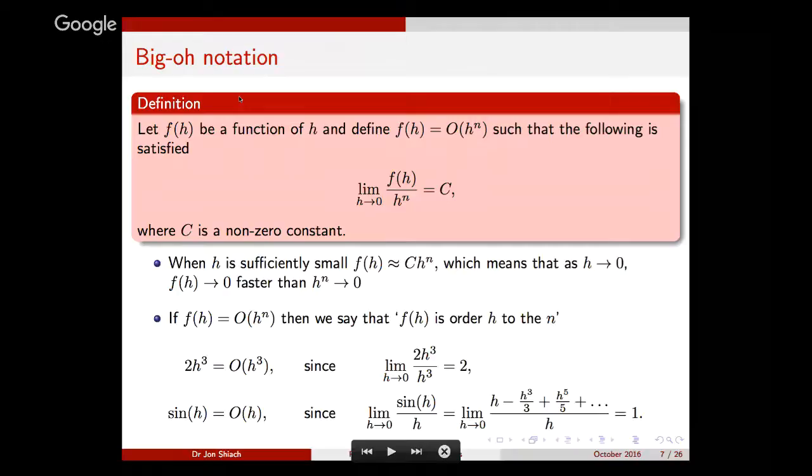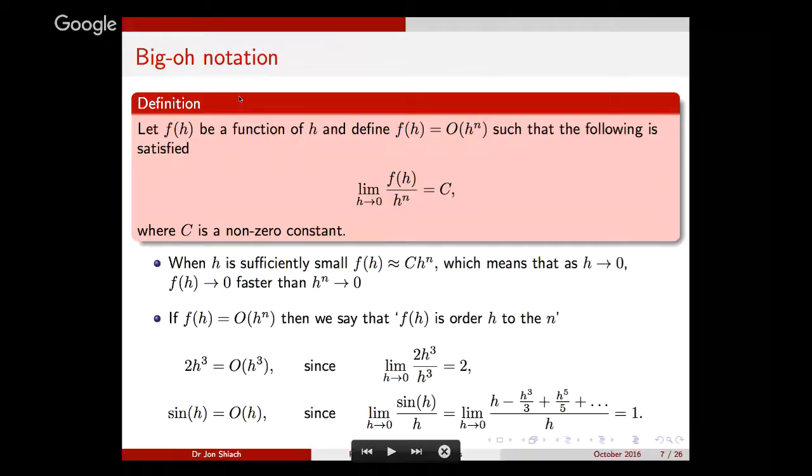So what does this mean? f of h is a function. As h gets smaller and smaller, as h goes to 0, the value of f of h is also going to go to 0. If the limit as h tends to 0 of f of h over h to the n equals some non-zero positive constant c, then we say that f of h is of order h to the n. That is a very abstract definition.